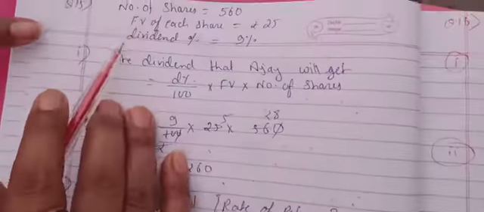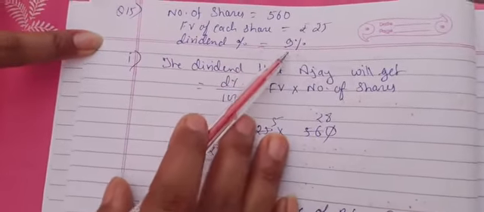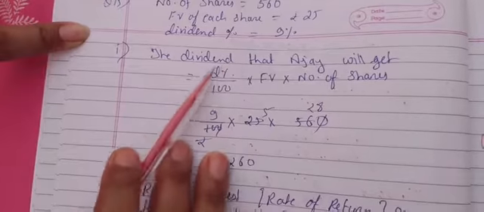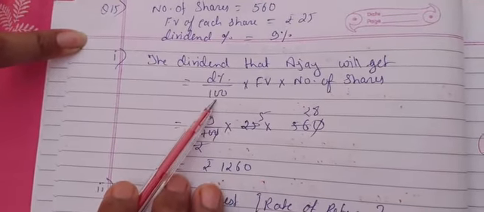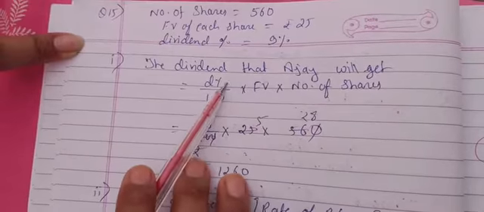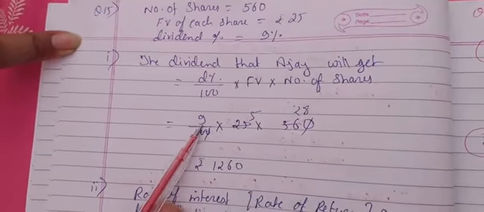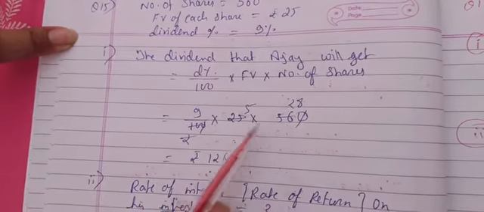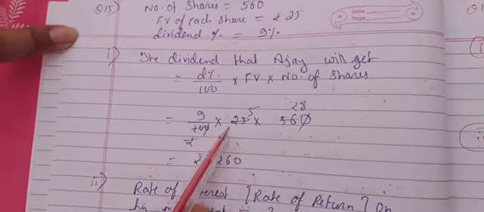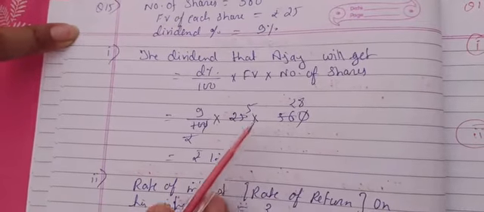See how I have solved it. Given that the number of shares is this, face value is given, dividend percent is given, so directly we will put all these values in the formula of dividend, that is dividend percent upon 100 into face value into number of shares. This data is all given, so we just put the values and solve it. 9%, rupees 25 face value of one share, and number of shares 560. So we calculated and we got rupees 1260. This is the dividend earned by Ajay.